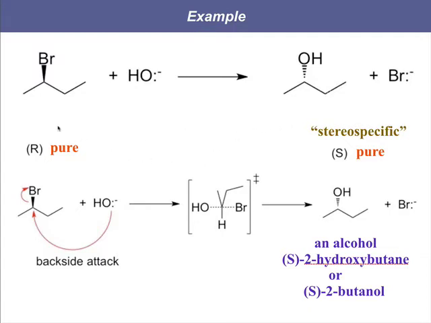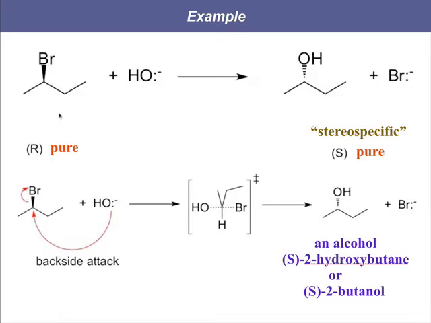If we have only R's in our reactants, meaning that we have an enantiomerically pure substrate, only R's, our products will have only S's. We call this reaction stereospecific. Remember that on the first slide, we were going to introduce a concept called chemical specificity. This reaction makes a specific product from a specific reactant.